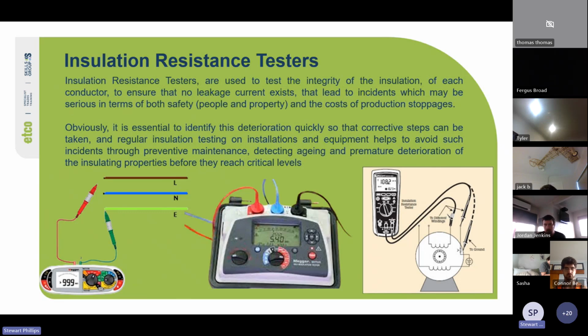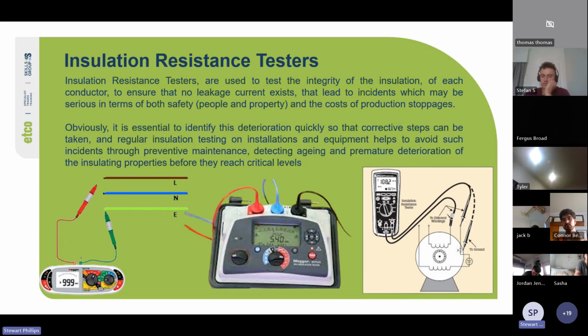Cool. So your insulation resistance testers. How many of you guys have used your insulation resistance testers so far? And how many of you have had your boss zap you with the insulation resistance tester? I've been through it, yeah.